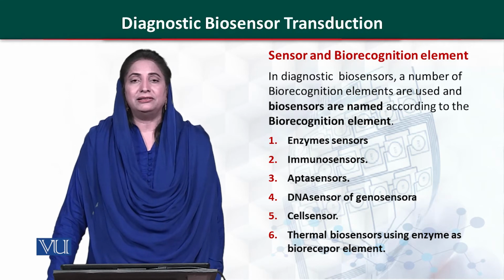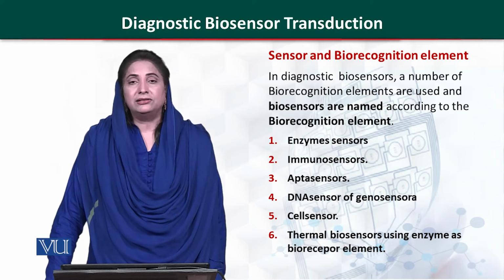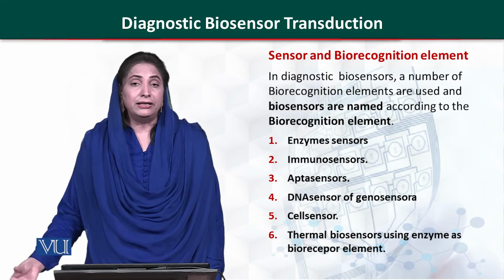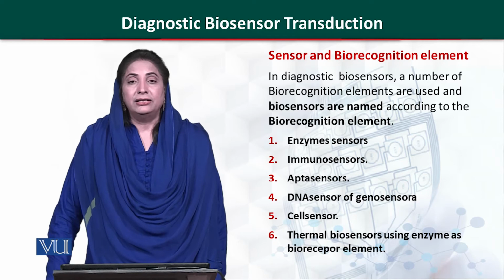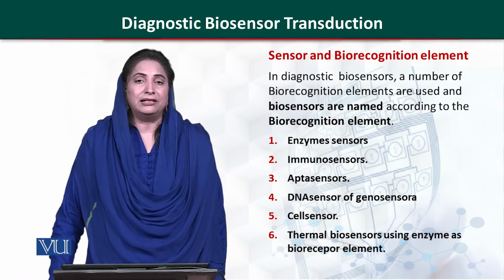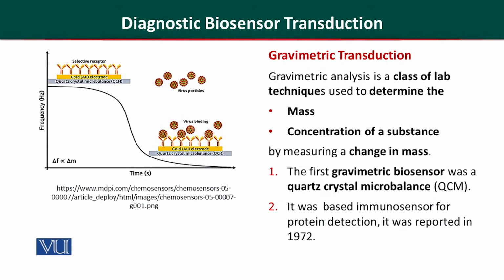Similarly, for aptasensors, an aptamer is used as the biological recognition element, and for DNA sensors or genosensors, DNA is used as the bioreceptor element, and any type of transducing technique could be used for the detection of the target molecule. Then we have cell sensors, and in the case of a thermal biosensor, an enzyme is used, but it is still known as a thermistor or thermal biosensor. So there are different names given to diagnostic biosensors depending upon the area where they are developed.